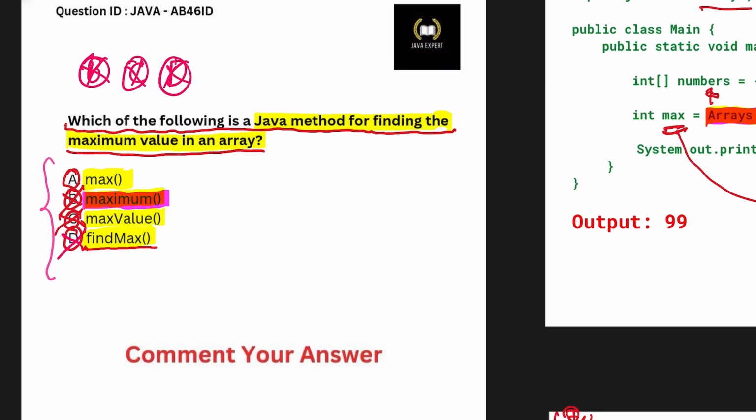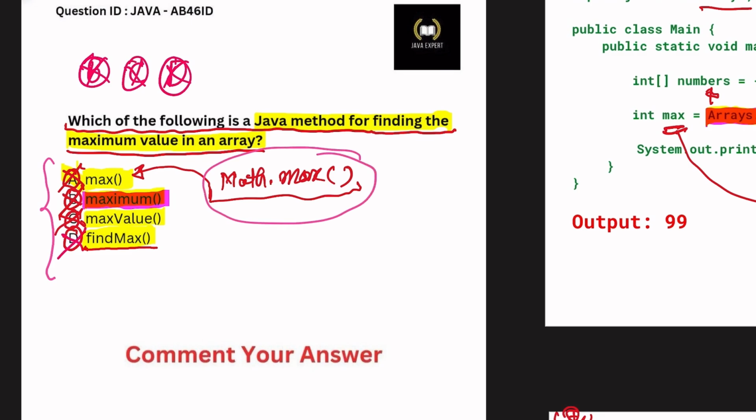So that is why option A is the closest match in terms of naming, but it's not designed for arrays directly. So that is why option A is wrong. Some people, maybe they have used the Math dot max method to find the maximum of two numbers. Maybe they are confused when I'm saying option A is wrong, because they are thinking, is it a right answer to find the maximum value?